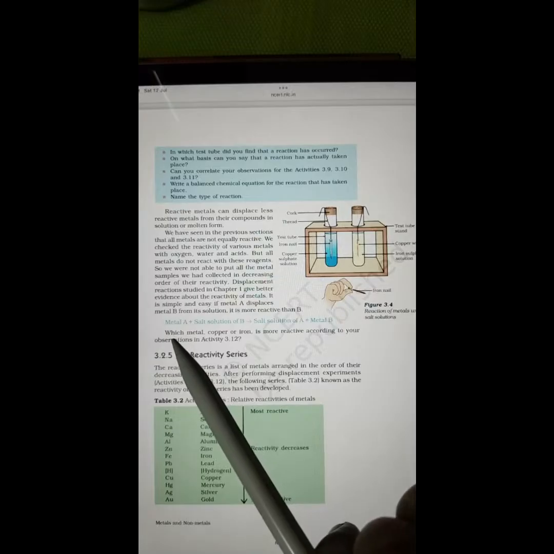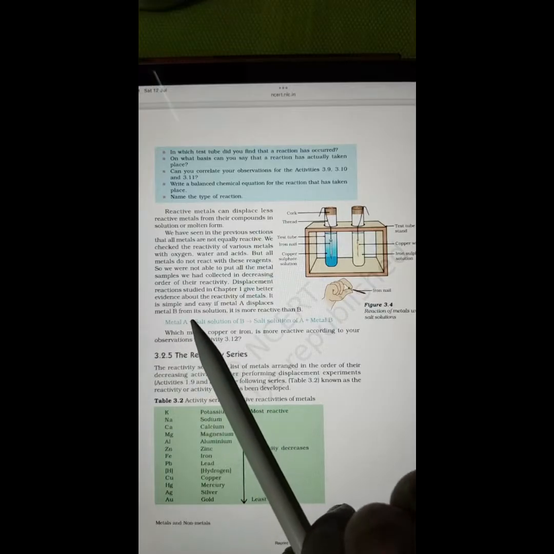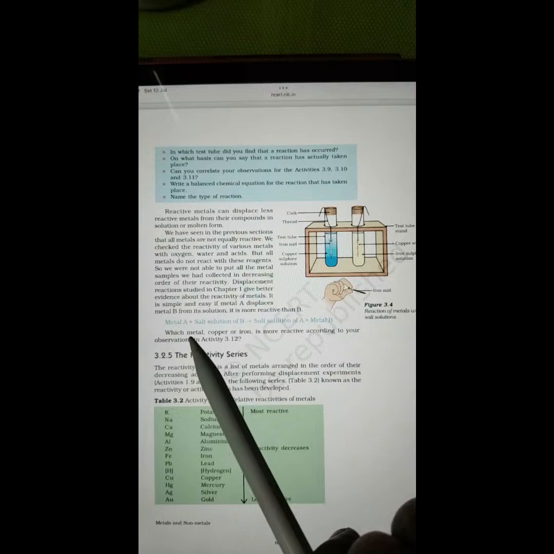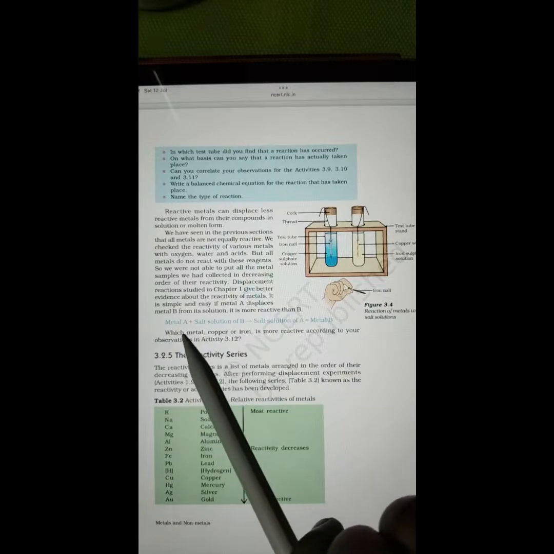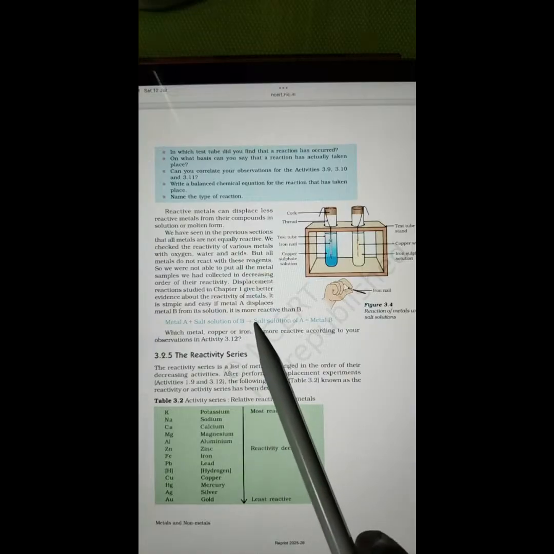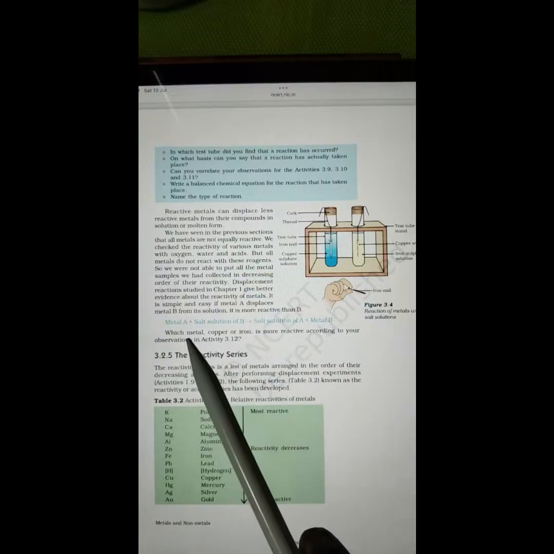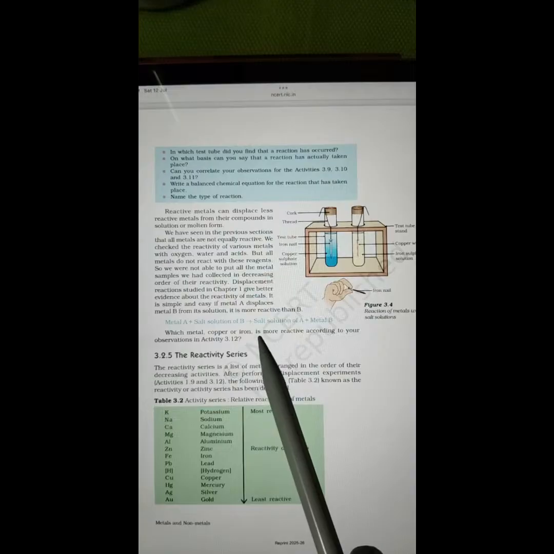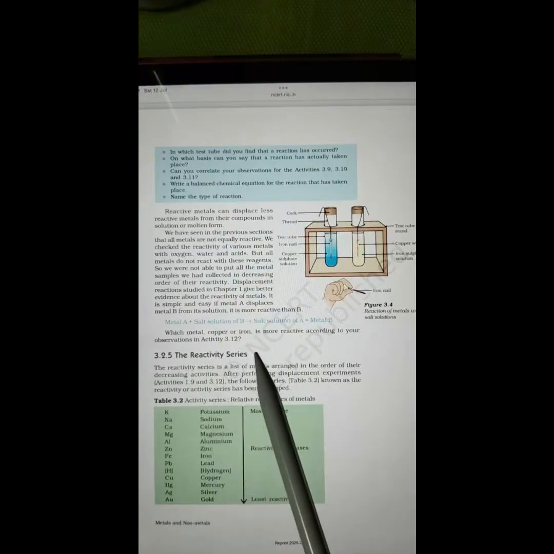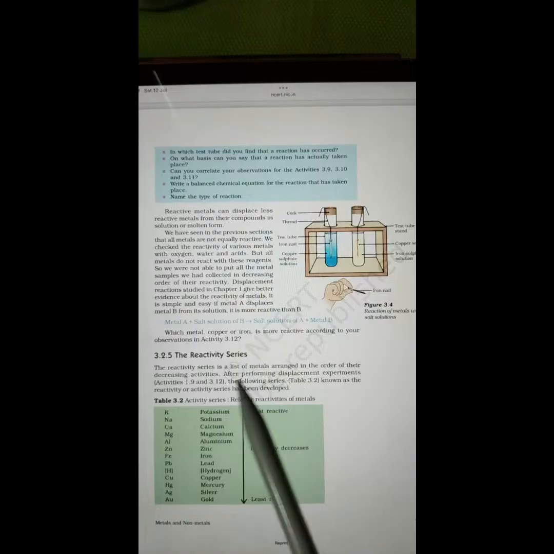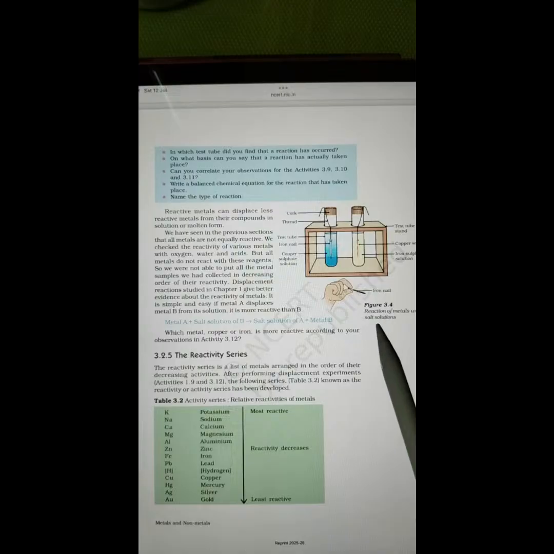Displacement reactions studied in chapter 1 give better evidence about the reactivity of metals. It is simple and easy. If metal A displaces metal B from its solution, it is more reactive than B. Metal A plus salt solution of B, salt solution of A will be formed and metal B. Which metal, copper or iron, is more reactive according to your observations in activity 3.12? So in figure 3.4, they have shown you the reaction of metals with salt solutions.